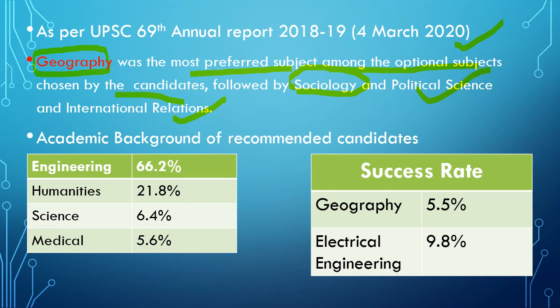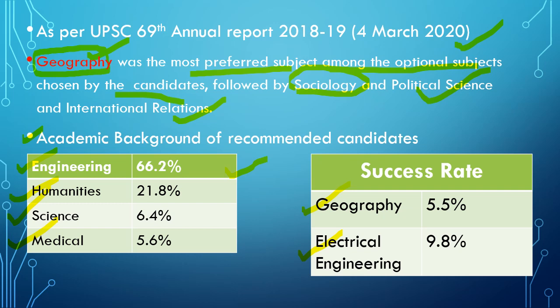If you look into the statistics, the academic background of the recommended candidates is engineering 66.2%, humanities 21.8%, science background 6.4%, and medical background 5.6%. So look at here guys, 66.2% of candidates are from an engineering background, but the most preferred subject is geography. That means something is really missing, and one important point is that we don't have proper sources for engineering preparation.